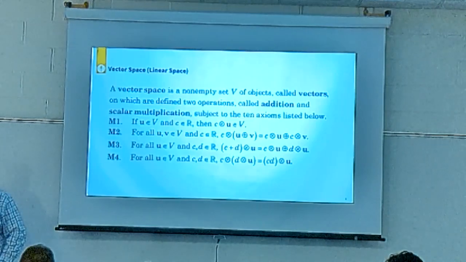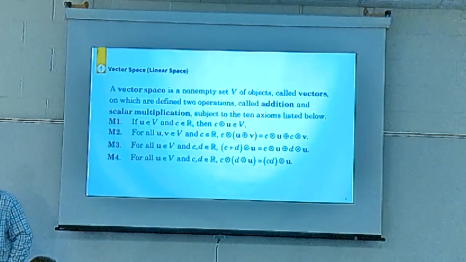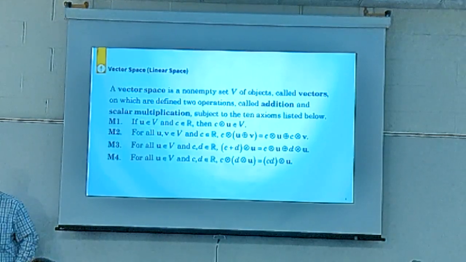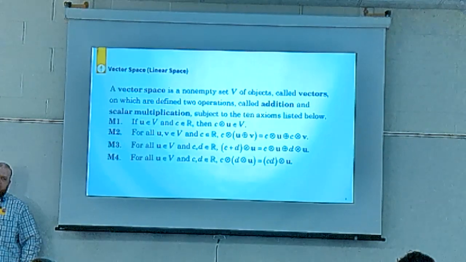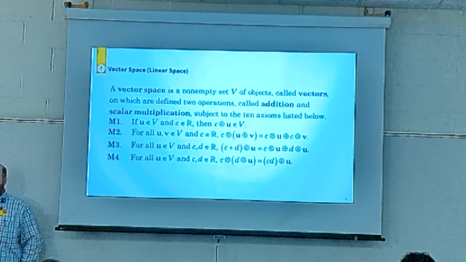For all u and v and all real numbers c and d, c times the quantity d times u is cd times u.